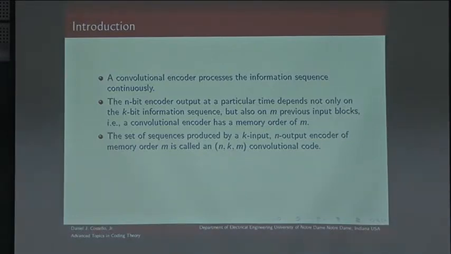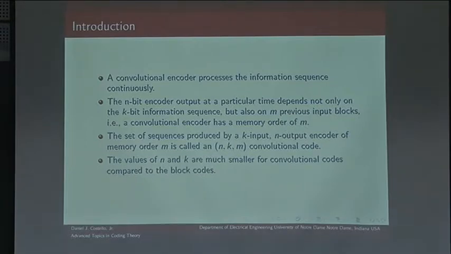A block encoder, if you like, is implemented as a combinational logic circuit, and a convolutional encoder is implemented with sequential logic. So that's the basic difference. So the set of output sequences produced by the encoder is called the code. So the code words are sequences, so they don't have a fixed block length like they do in a block code. They can be of any length. We'll see this as we go through.